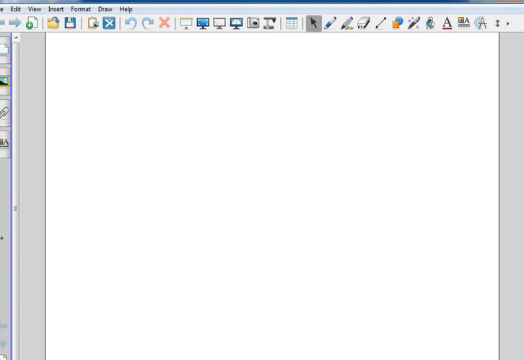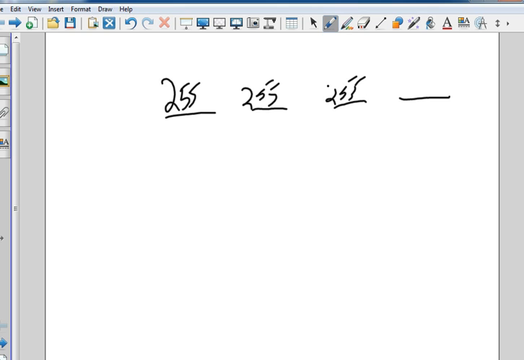IPv4 is 4 octets, and you can have numbers from 1 to 255 in each octet. So the highest number we can represent is 255, 255, 255, 255, which, by the way, is a broadcast address. All devices have to pick this message up.